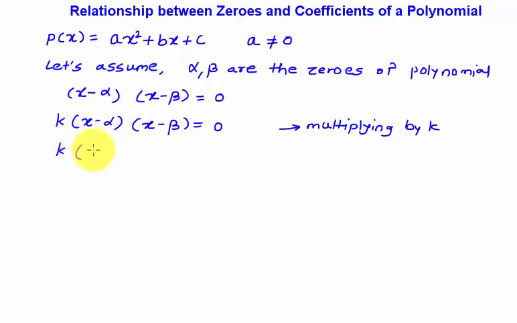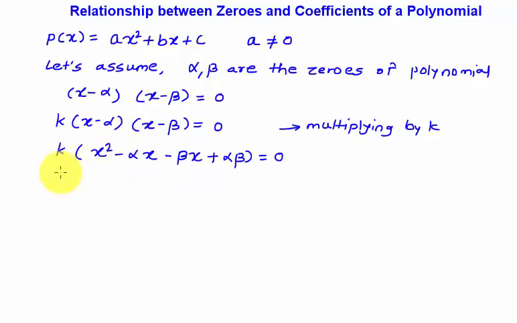Now let's multiply x minus alpha and x minus beta. So what we get? x into x will give us x square, minus x into alpha will give us minus alpha x. Then let's multiply by beta. Minus beta into x will be minus beta x, plus minus alpha into minus beta will be plus alpha beta. This must be 0.